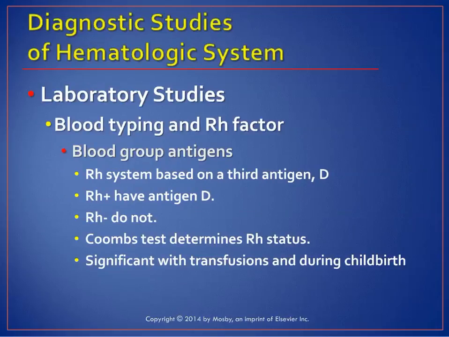The Rh system is based on a third antigen, D, which is also on the red blood cell membrane. Rh positive people have the D antigen, whereas Rh negative people do not. A Coombs test is used to evaluate the person's Rh status.